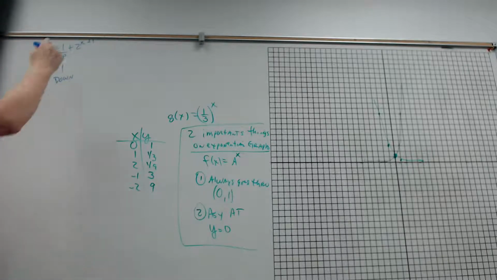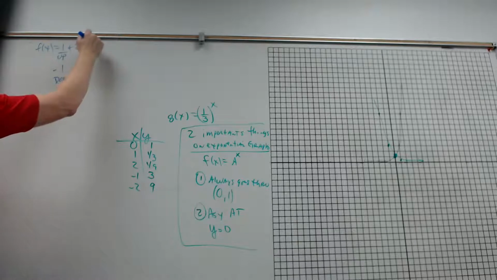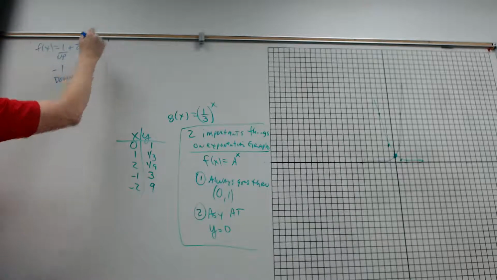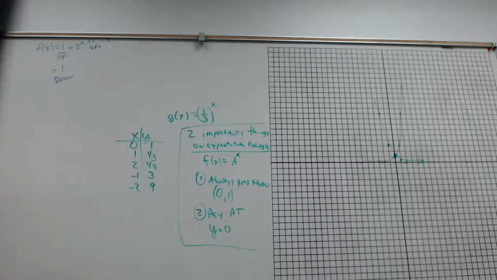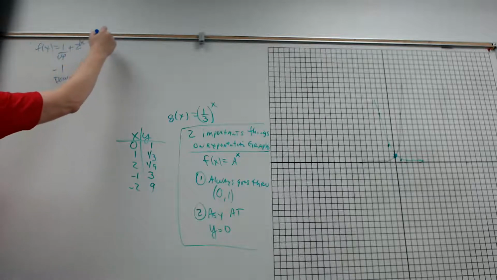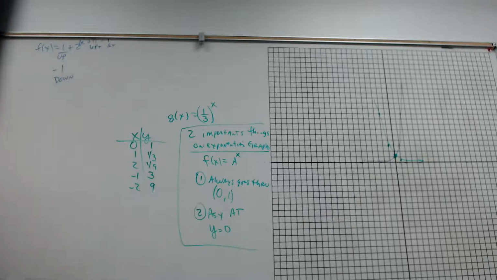It would go left. And if the -1 was in the exponent, it would go right. Yeah, so you can think of that as being in parentheses, and it's always going to be the opposite.